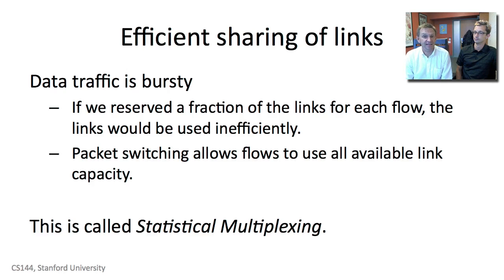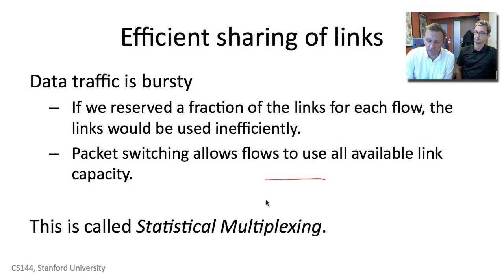Because of this bursty nature of the communication, it would be very inefficient to pre-reserve or pre-dedicate the capacity of each link for each flow. Because if we were to do so, most of the time it wouldn't be used. So if we reserved a fraction of the link for each flow, the links would be used very inefficiently. Packet switching allows us to use that link capacity much more efficiently. And this is a characteristic that we call statistical multiplexing.